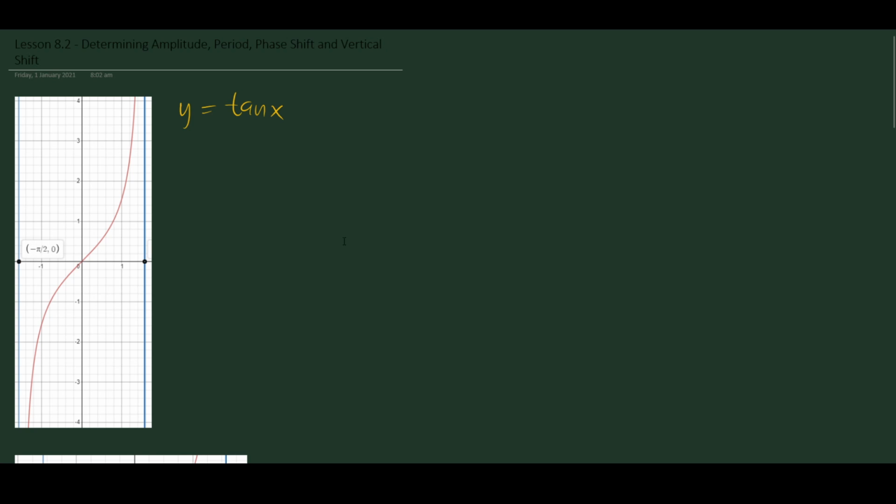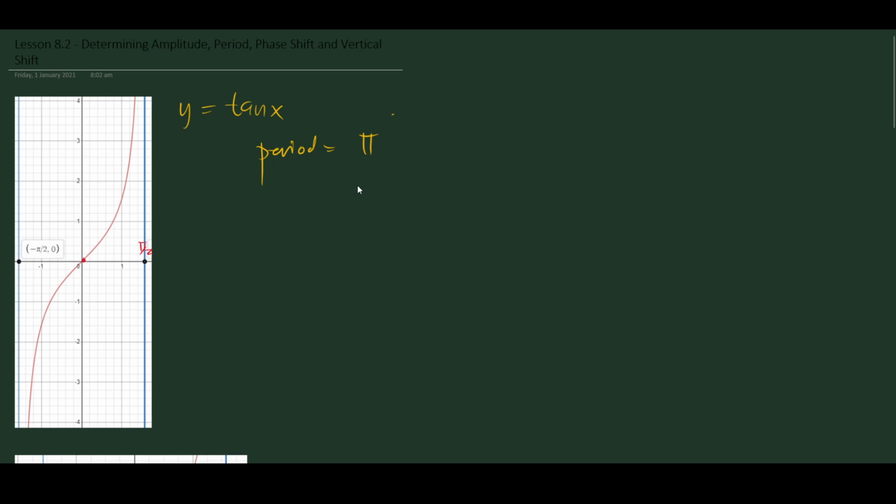Okay, so as you can see here, the basic trigonometric function tan x, this is its graph. It has a period of pi, right? If you look at the graph, it goes from negative pi over 2 to pi over 2 here. So all in all, the period is pi.